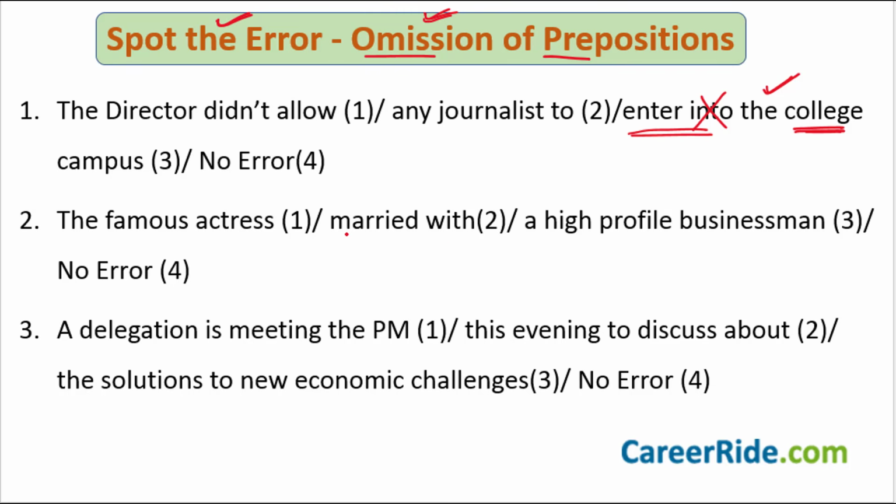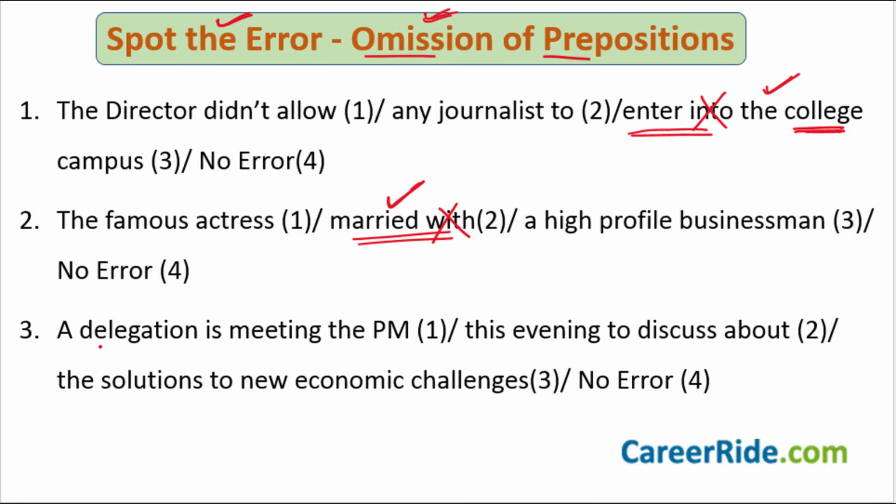The famous actress married with a high profile businessman, and the fourth part says no error. Can you read out the sentence for yourself and see where the error lies? The famous actress, absolutely fine here, married with a high profile businessman. So the first part is fine, the third part is fine. The error lies in this second part, married with, right? With married, you don't need this with. However, if you had said the famous actress got married to, that was correct. But in this case, this with should not occur here. So this second part has a mistake.